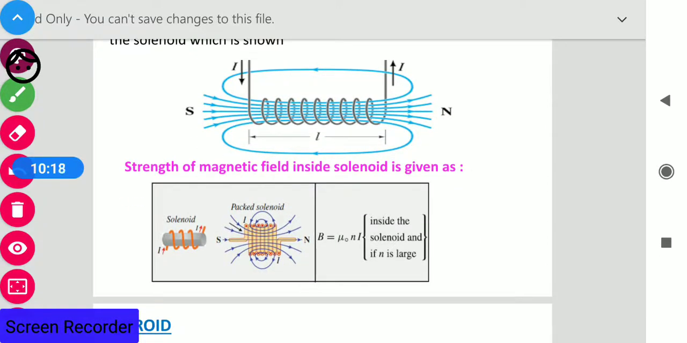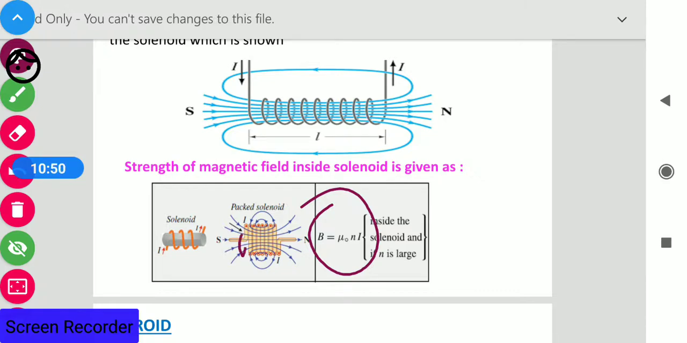So the strength of the magnetic field inside the solenoid is given by B = μ₀nI. The derivation of this formula is not in the CBSE syllabus. It was included until 2 years ago, but now it has been excluded from the syllabus. So you have to remember only the formula, B = μ₀nI, where n is the number of turns per unit length. Now this is the magnetic field inside the solenoid.